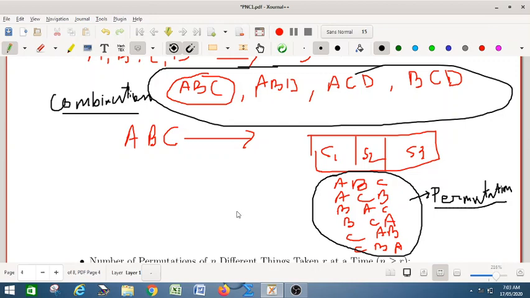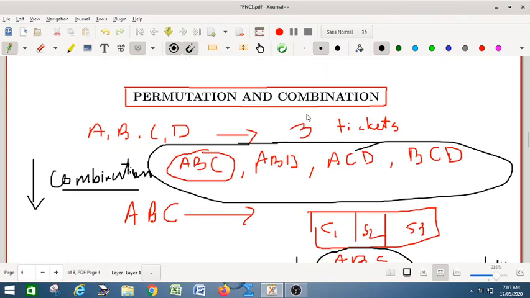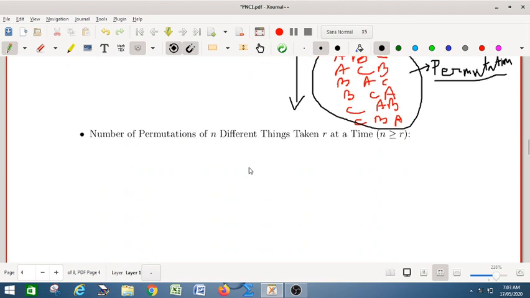So what is the main concept? The order of appearance of things is taken into account in permutation. Be very careful: in permutation the order of appearance is taken into account, but in combination the order of appearance is not taken into account. Here the order is not important, but in this case the order of arrangement is important. In combination only the selection or grouping is important, but here order is important. Whenever the order or arrangement of things is important, that is called a permutation. So this is your concept of combination and permutation. Now let's move forward.